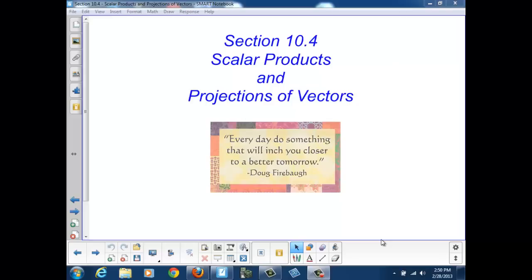Hello and welcome to section 10.4, Scalar Products and Projections of Vectors.